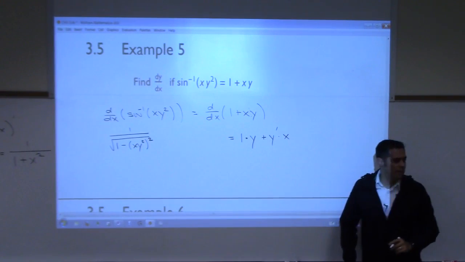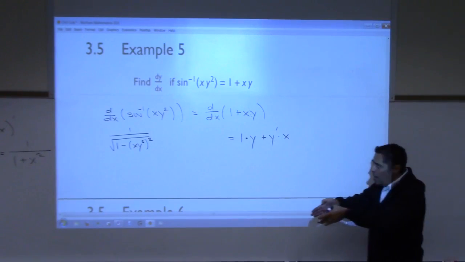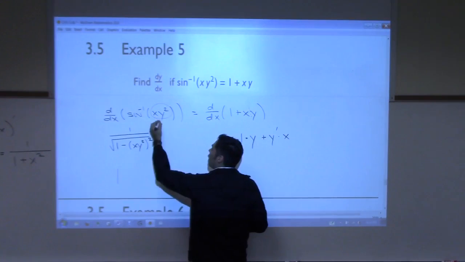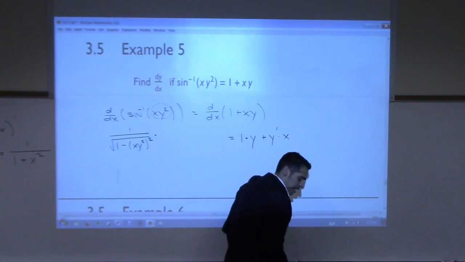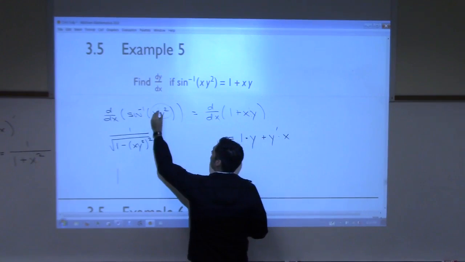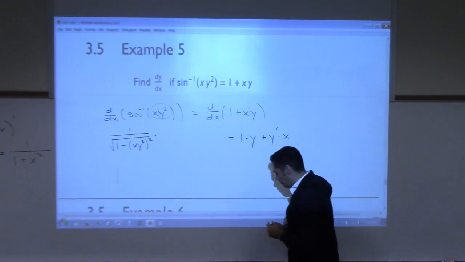That's the derivative of arcsine of xy squared. Then I go inside this right here, and I need to take the derivative of that and slap it on here with multiplication. But that is, again, a product rule. Very similar to this, except this one was xy, this one's xy squared. So it's going to be a little bit different when we take our derivative.